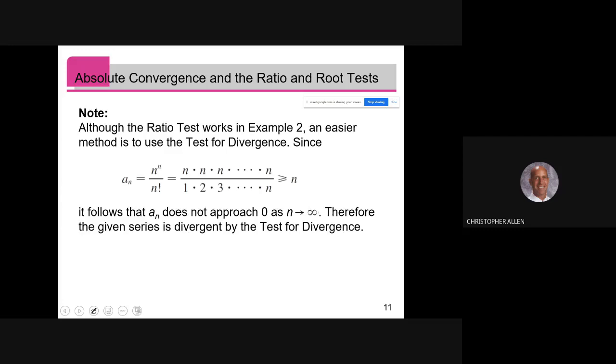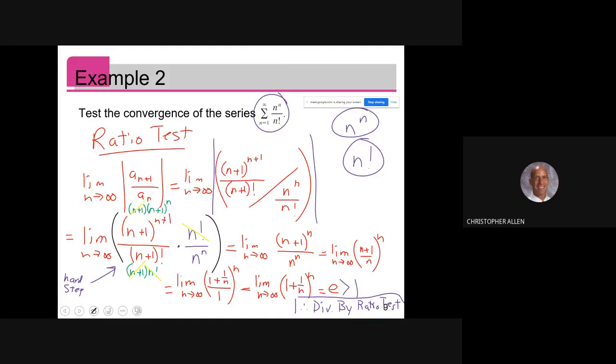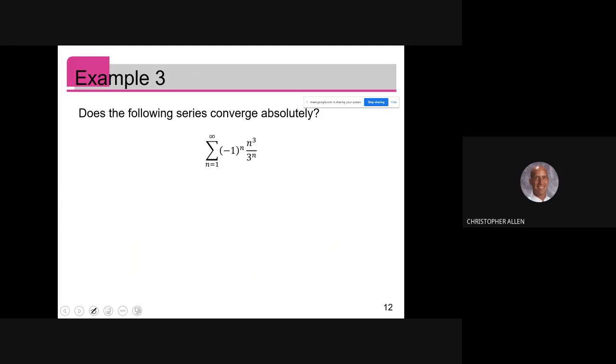So what I'm trying to say with this slide, and you might say, Mr. Allen, that was a lot of work you did back here. The easier way to have approached this was to just use the test for divergence. Here's the thing that you're facing on the test and on the AP exam. They're not going to tell you, hey, use the ratio test. Sometimes on the quiz or test questions, I might say, hey, use this test or that test. But in general, you're not going to know. You're going to have to figure out which one to use. Okay, let's look at another one here.